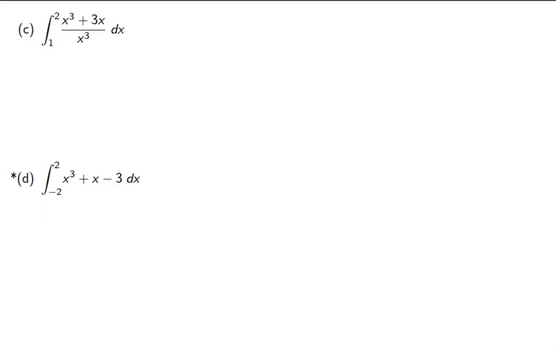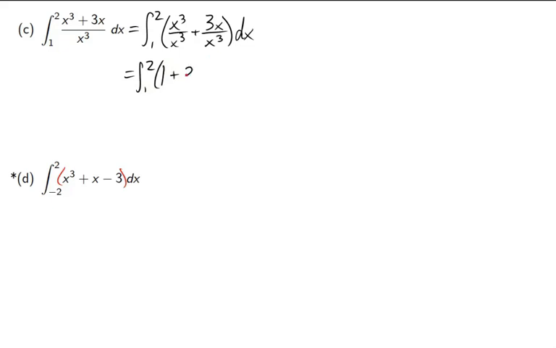Next example. Remember the strategy that we need to use whenever we have a quotient is we need to split it. Whenever I rewrite this, I still use the integral symbol. I have not integrated yet. I'm going to do x cubed over x cubed plus 3x over x cubed dx. Simplifying that one more step, I get the integral from 1 to 2 of 1 plus, I'm going to write this as 3x to the negative 2.